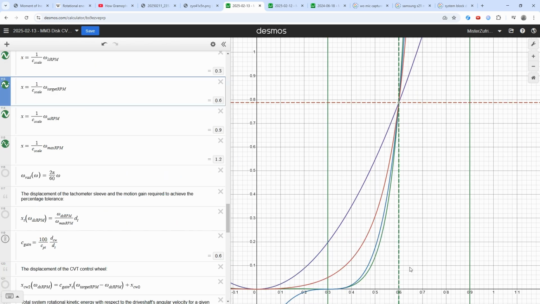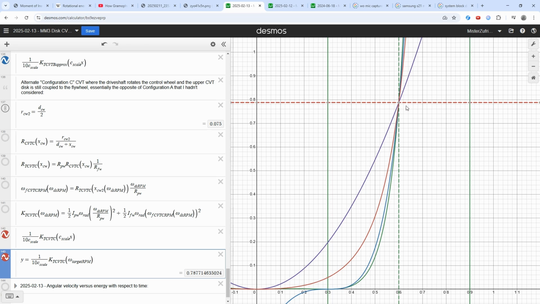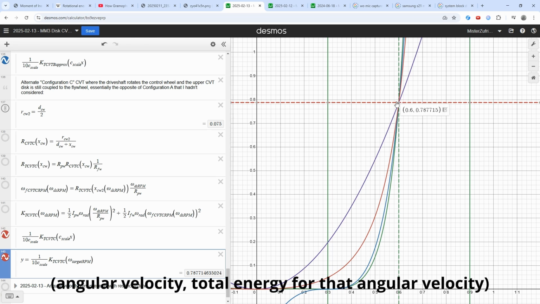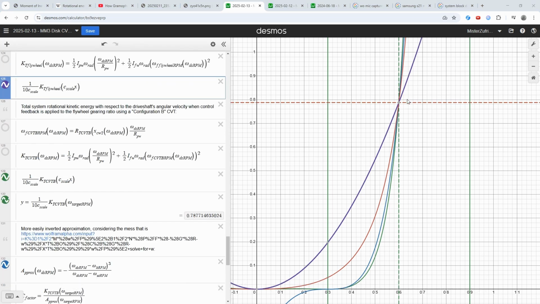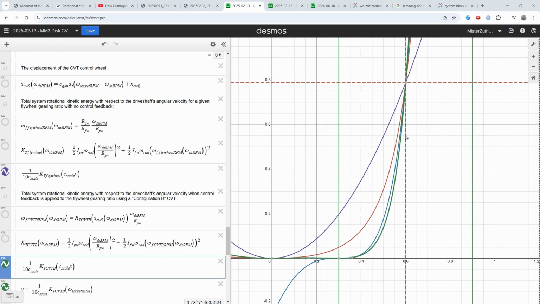This dashed green line shows a target speed of 60 RPM for the drive shaft, while this dashed red line shows the total system energy at that target speed, in this case 787 joules. So if the machine accumulates an excess of around 100 joules, then that would increase the speed from 60 RPM to around 64 RPM. Likewise, if it were to lose 100 joules, then that would decrease it to around 55 RPM. The green curve shows the exact same plot of energy versus driveshaft speed, but for the exact same flywheel being connected to the driveshaft using a CVT.